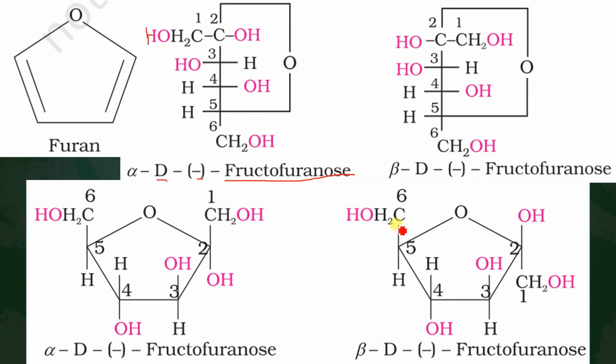Similarly, if I'm talking about beta, see, in this CH2OH is inside, isn't it? Again, H is inside, OH is inside, so OH is downside over here, and this CH2OH will always be upside. So I hope it is clear. Yes, there is no problem at all.